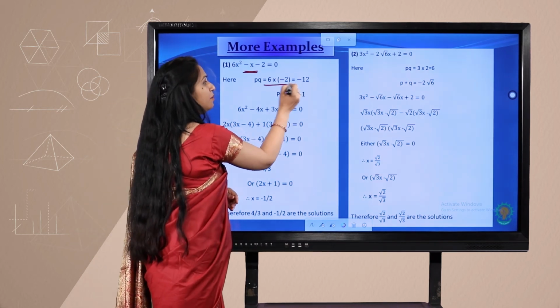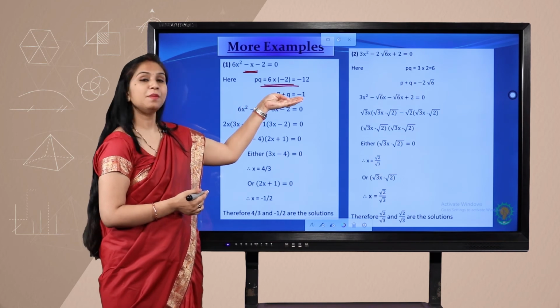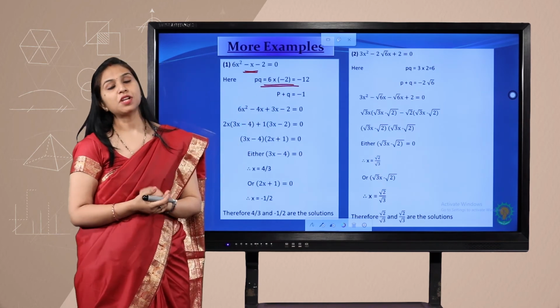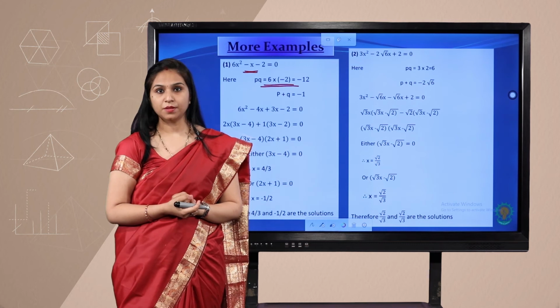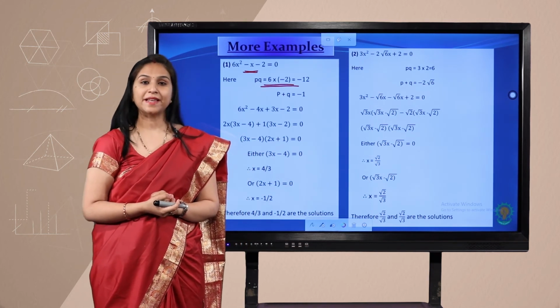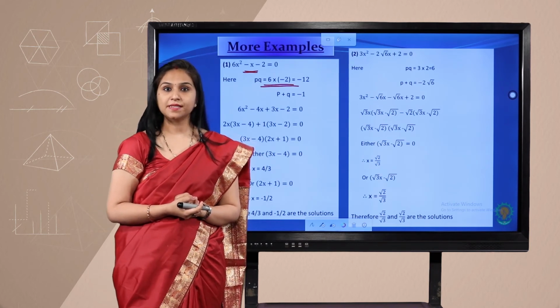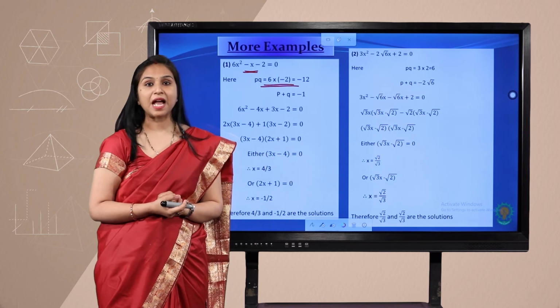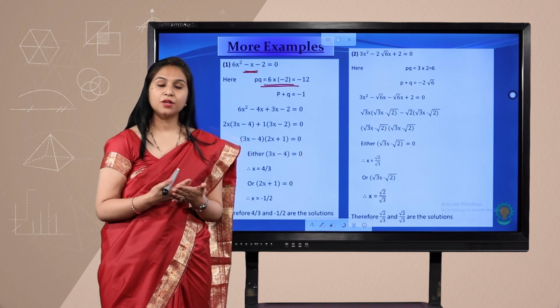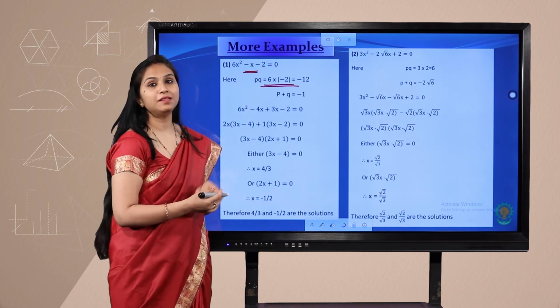So, my two numbers will be 4 and 3, because 4 into 3 gives you 12 and 4 minus 3 gives you 1. Remember, it is not necessary that every time you have to add the numbers. You can add, you can subtract the numbers to get the same number, which is the middle term.